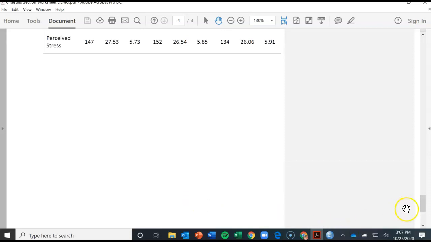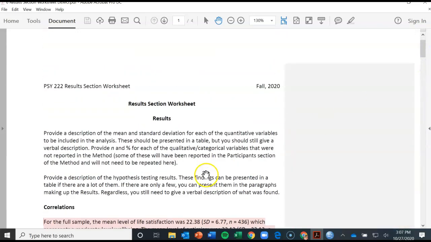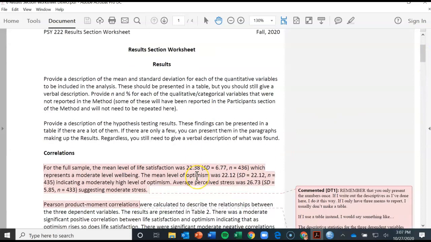Okay, so that concludes my walkthrough of the results section worksheet and also a walkthrough of doing the data analysis for that most of you will be completing, including correlations, analysis of variance, and independent samples t-tests.